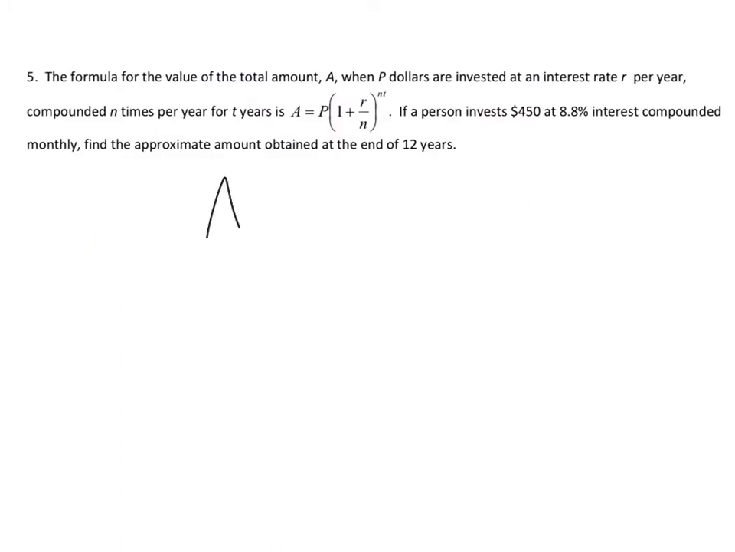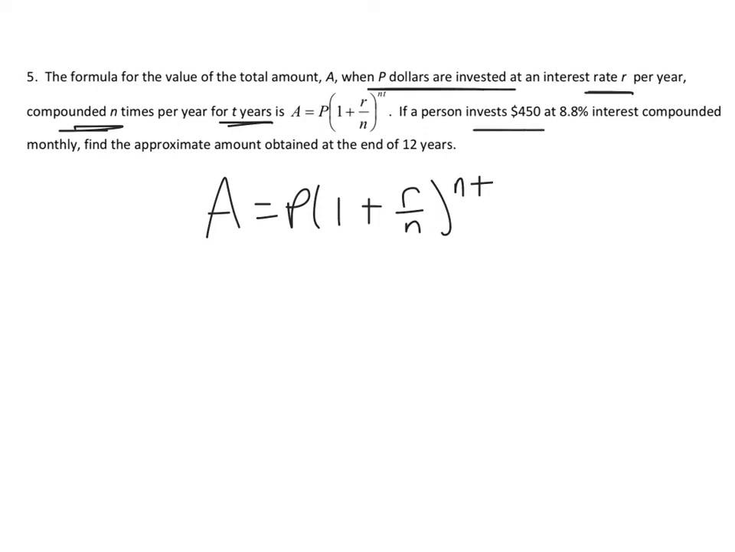Next question, they give you the formula. Okay, they say that A is the total amount, P dollars are invested at rate R per year, compounded N times per year for T years. So time is in years, N represents the number of compounds, P is how much is invested, R is your rate. So we're investing $450, so that's your P. And your R is this 8.8, but we're going to change that to 0.088.